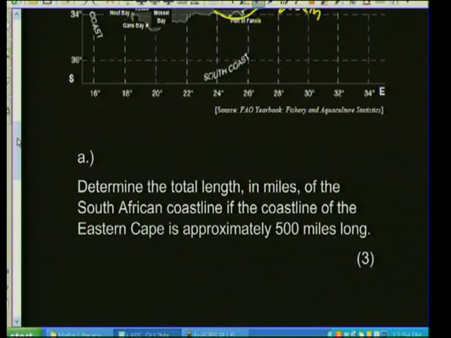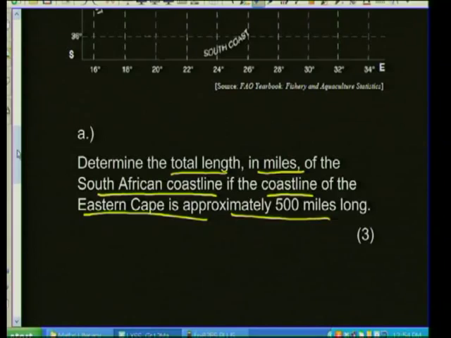Right, so the question now says, determine the total length in miles of the South African coastline if the coastline of the Eastern Cape is approximately 500 miles. And you know, when I first read this question, I thought, panic, they haven't given me the mile-kilometer conversion. So now what do I do? Honestly, I thought, how do I move forward? But what do we know? Let's see what we do know.